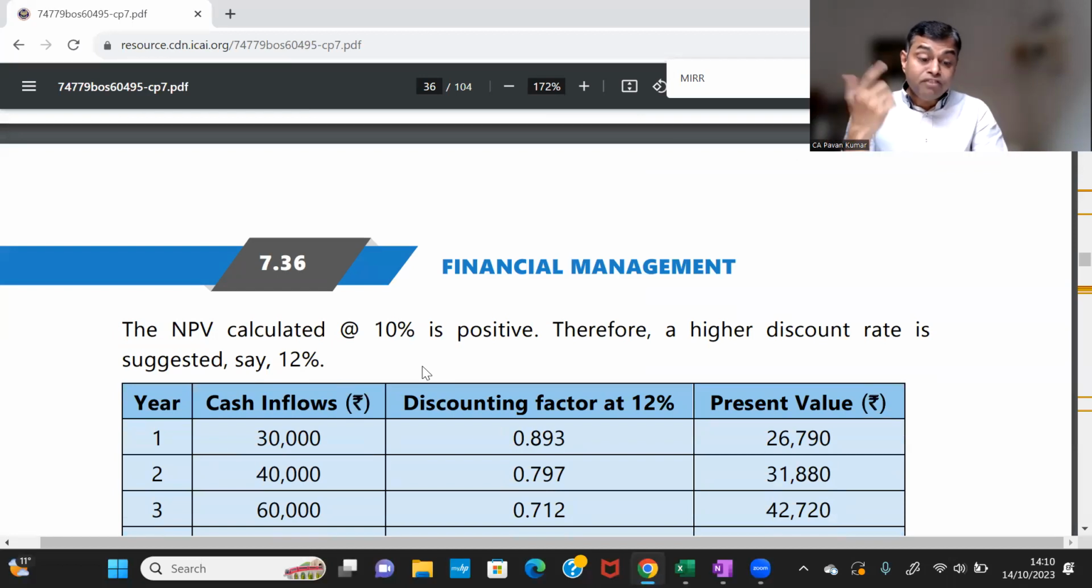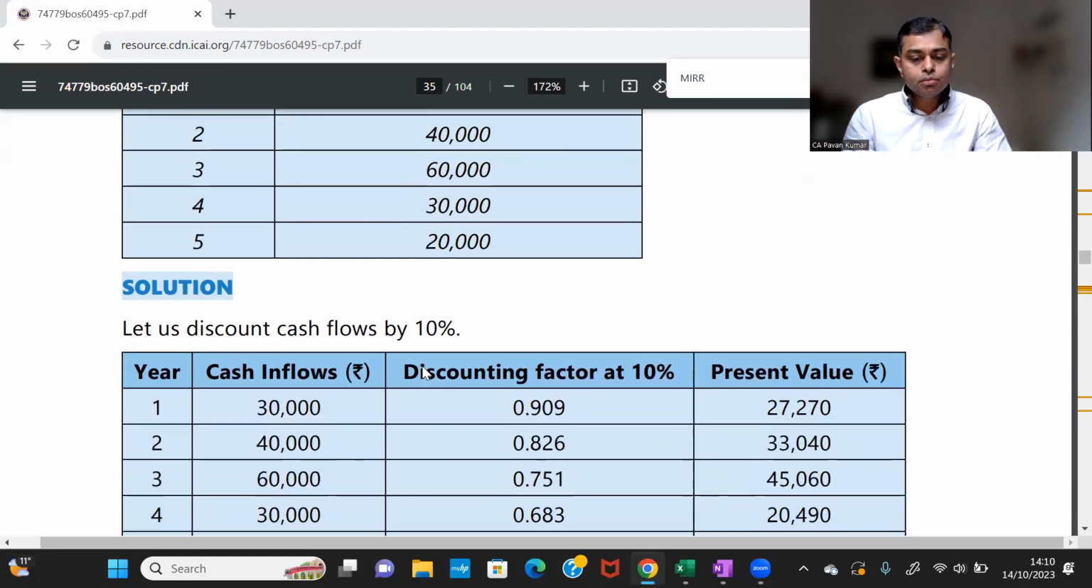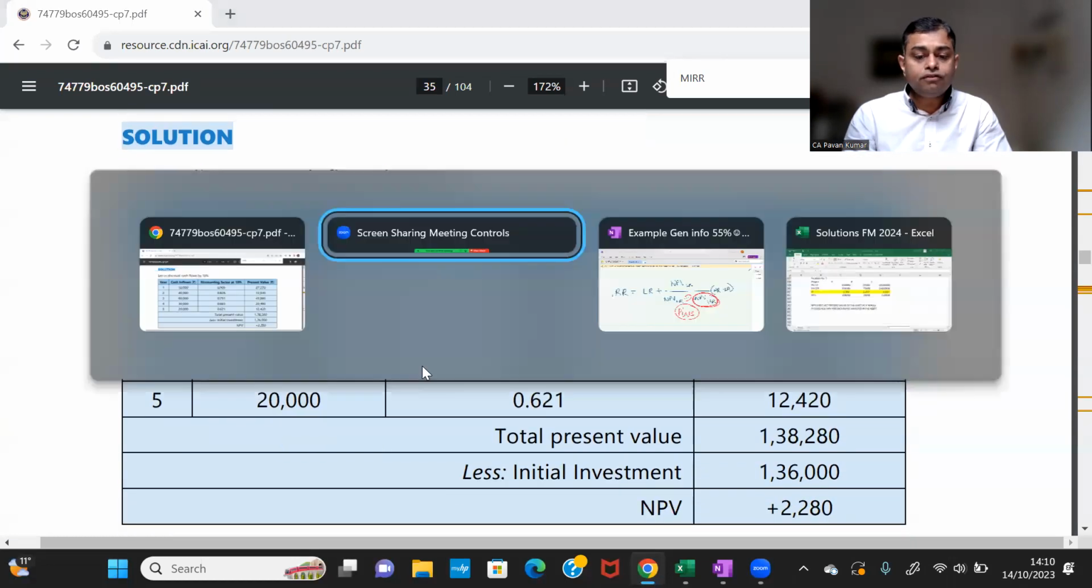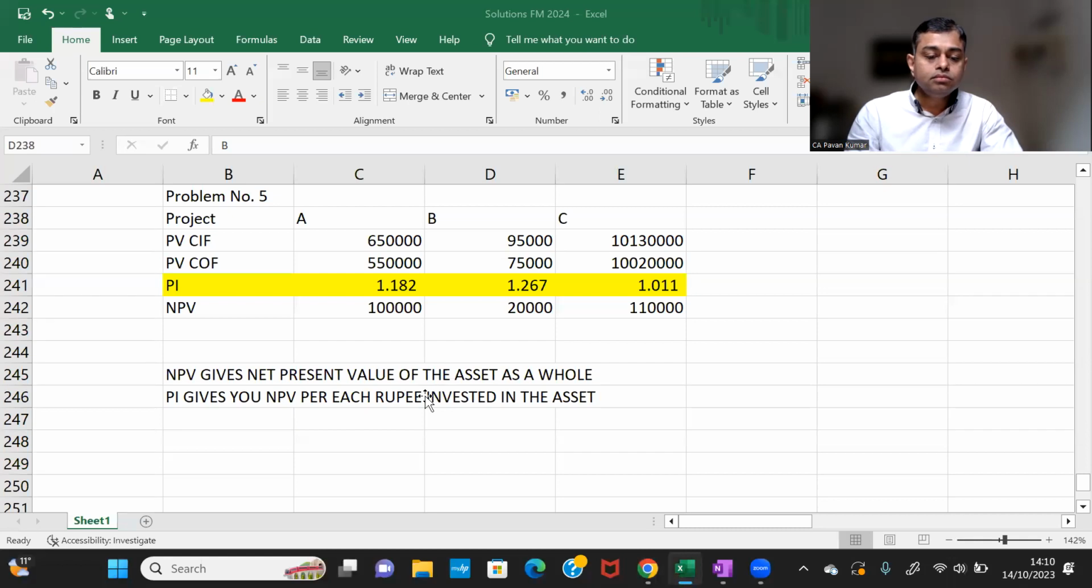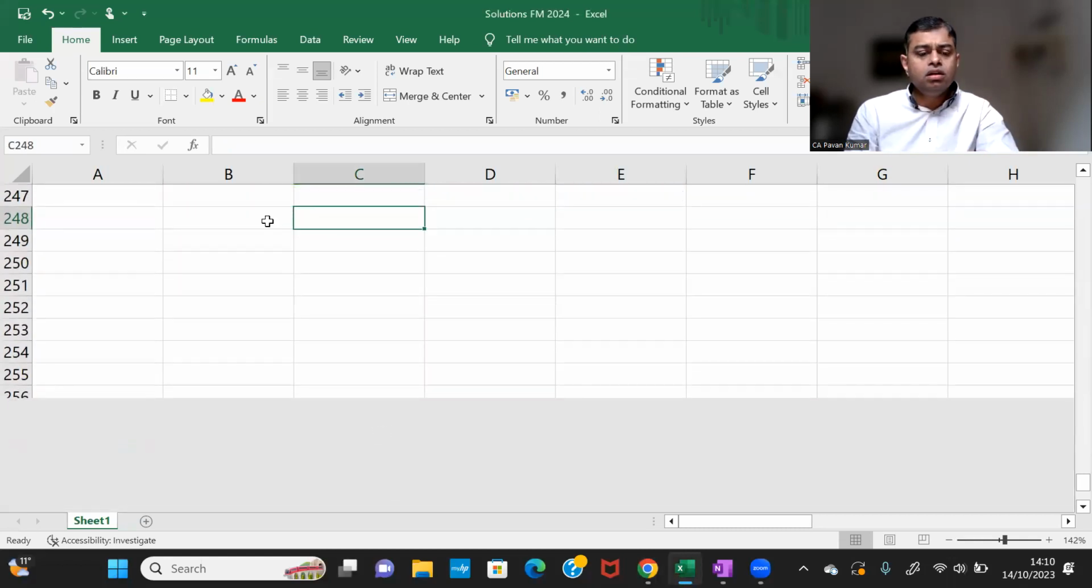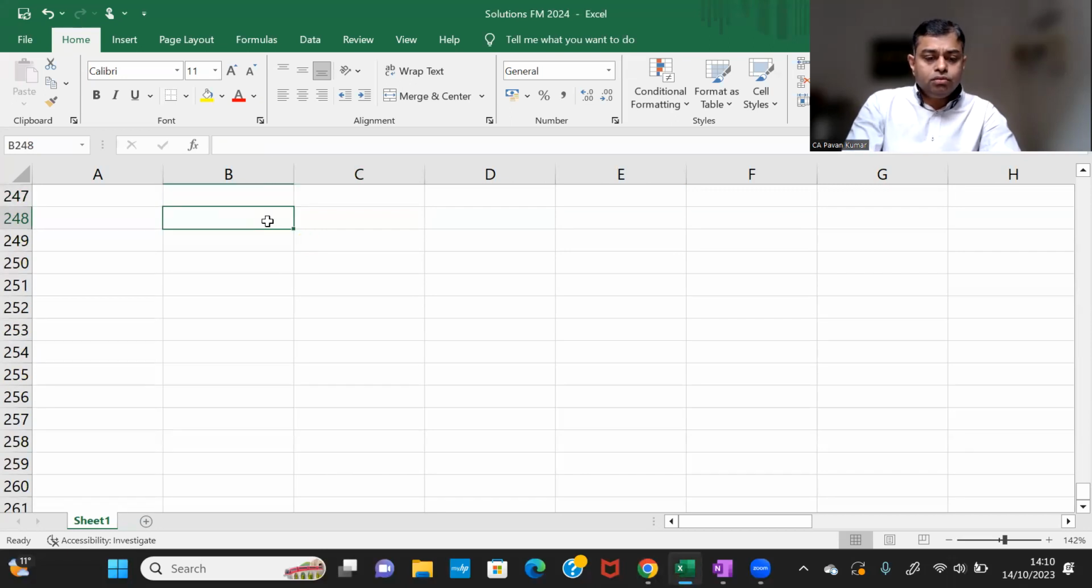We can do it with 10 and 15 also. Shall we do it with 10 and 15? Why do we follow ICAI? They have taken 10 and 12. We'll take 10 and 15. Okay, so calculation of... put the heading, problem number. I don't know, problem number so and so.